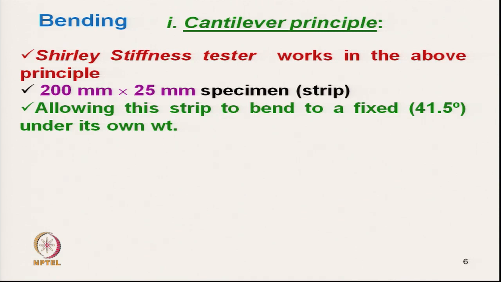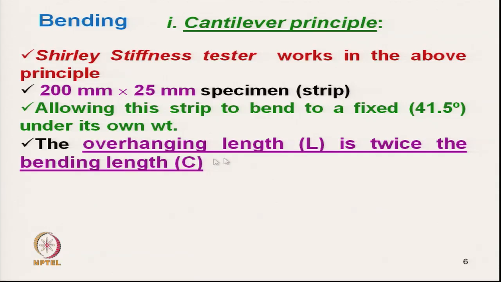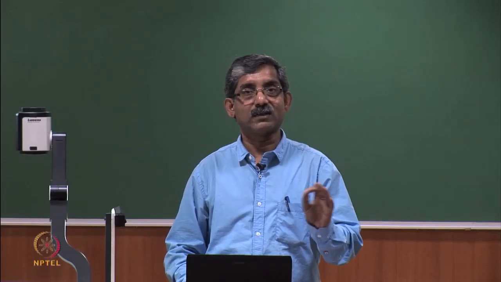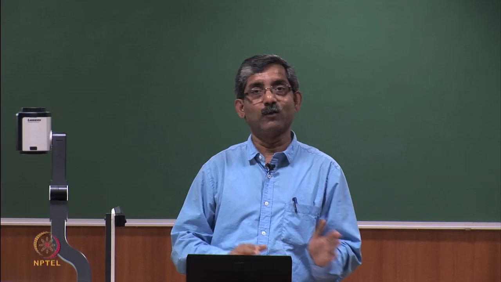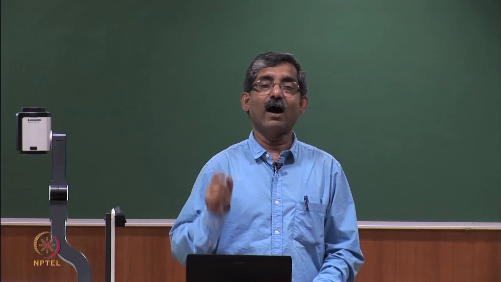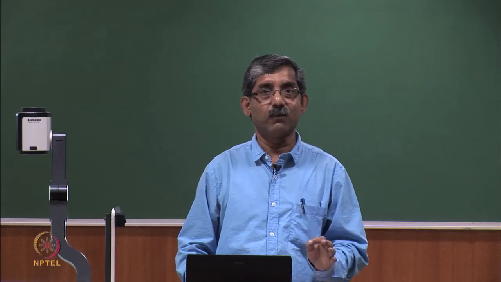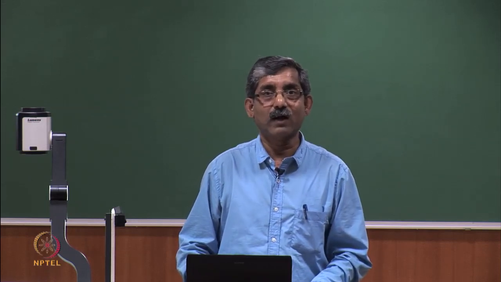So, it allows this strip to bend to a fixed angle of 41.5 degrees under its own weight. So, why is it 41.5 degrees? The overhanging length L is twice the bending length C. That means, to make the equation simple, it will be twice that of the bending length. So, the bending length will be exactly half of the overhanging length. To make the equation simple, we keep it at 41.5 degrees.